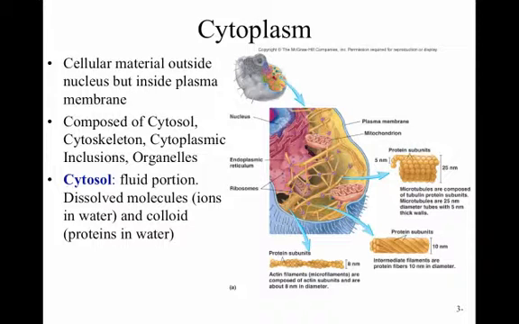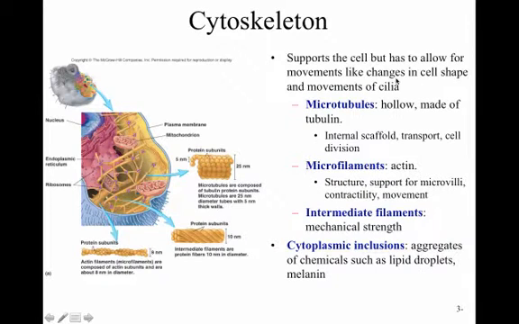The cytoplasm. There's cellular material outside the nucleus. Oh, wait, we just talked about cytoskeleton. This supports the cell but allows for movements like change in cell shape and movements of cilia. There's 3 proteins that make up the cytoskeleton. There's microtubules, so just like the name says, micro means small, and tubules would be a tube, so they're hollow. And they're made up of a protein called tubulin. And their function is for internal scaffolding, transport, and cell division.